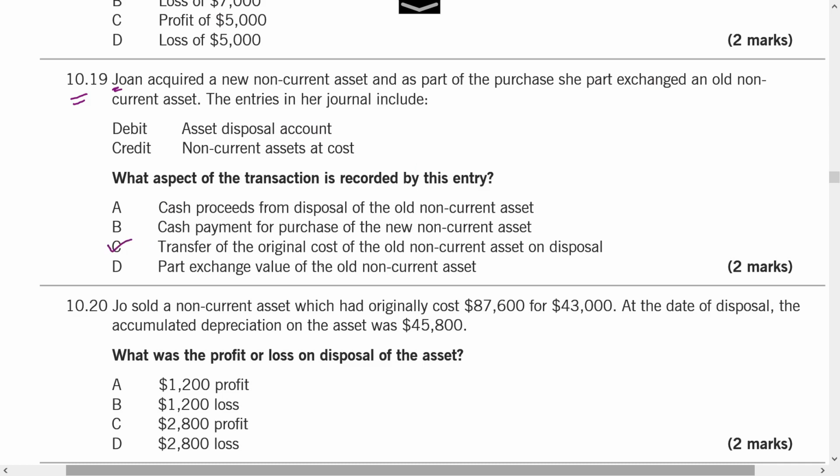And finally we have question number 20. What was the profit or loss on disposal of the asset? And it is a very straightforward question. We have already solved multiple questions like this one, and I hope you can attempt this question also.